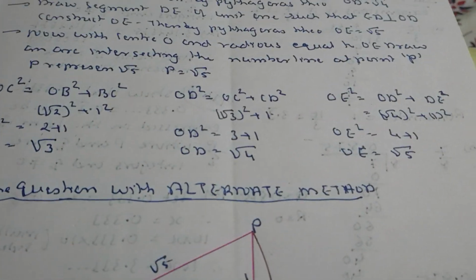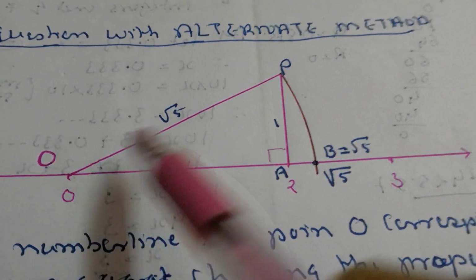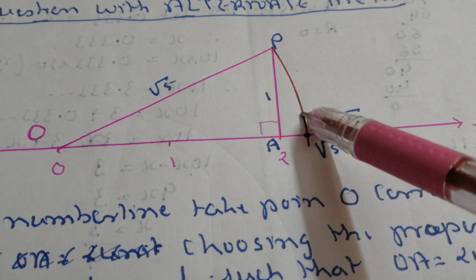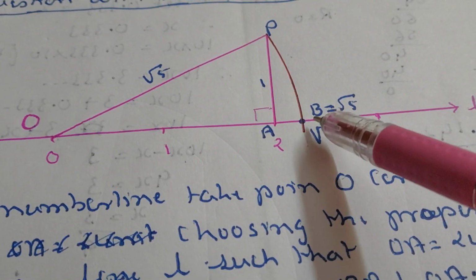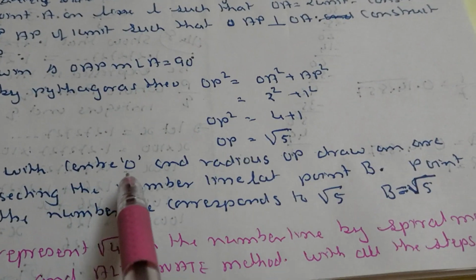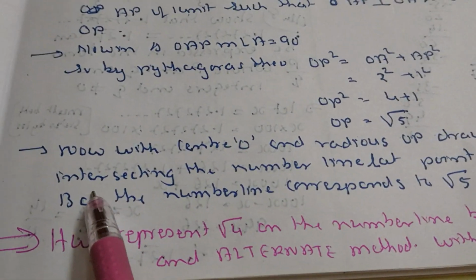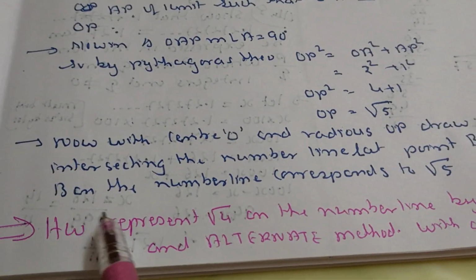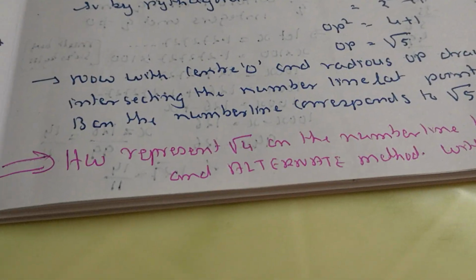Now, same thing, by placing your compass at O and stretching your pencil up to point P, from there you are going to draw an arc intersecting the line L at point B. So point B is root 5. Now with center O and radius OP, draw an arc intersecting the number line at point B. Point B on the number line corresponds to root 5. So B is equal to root 5.